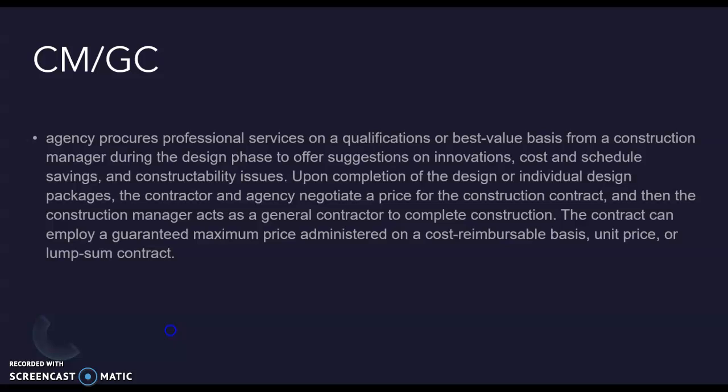CMGC. The agency procures professional services on a qualification or best value basis from a construction manager during the design phase to offer suggestions on innovation, cost and schedule savings, and constructability issues upon completion of the design or individual design packages. The contractor and agency negotiate a price for the construction contract, and then the construction manager acts as a general contractor to complete construction. The contract can employ a guaranteed maximum price administered on a cost reimbursable basis, unit price, or lump sum contract.